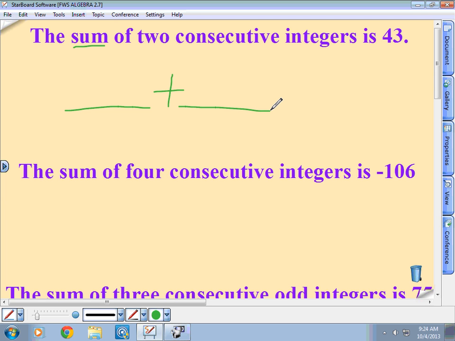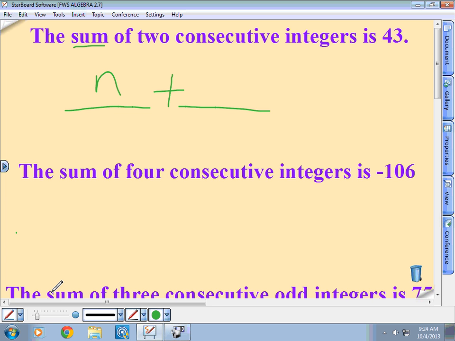If we don't know what the first one is, what are we going to use for the one we don't know? N. And again, on your paper you could write x. It doesn't really matter. The idea is that it's an integer. We're using n because it's going to remind you that it's a number. And if we want a consecutive integer, what would be the next one? What would we add? So if we have the sum of 2 consecutive integers, what's this one? N plus.